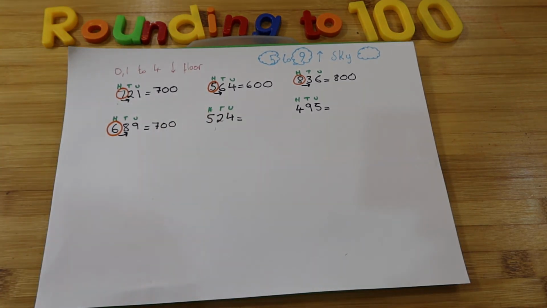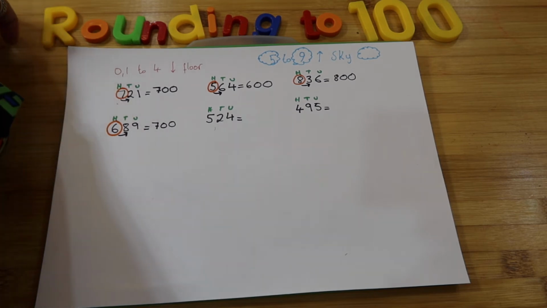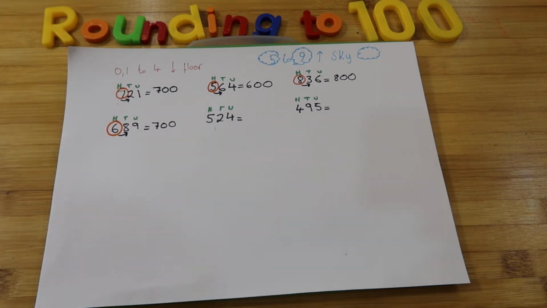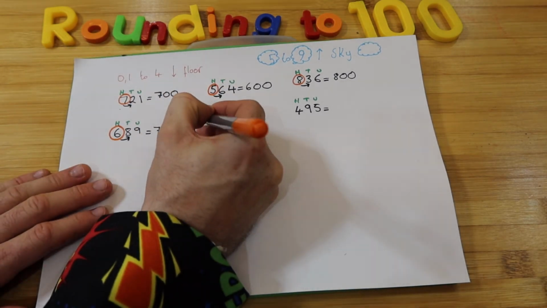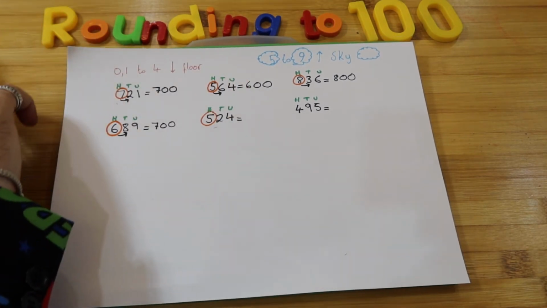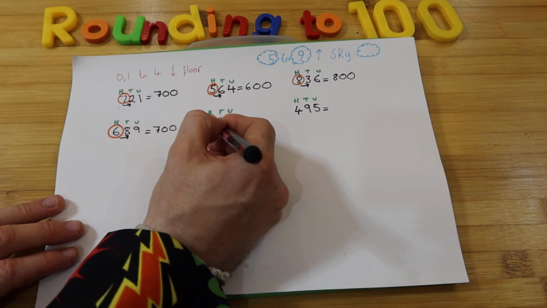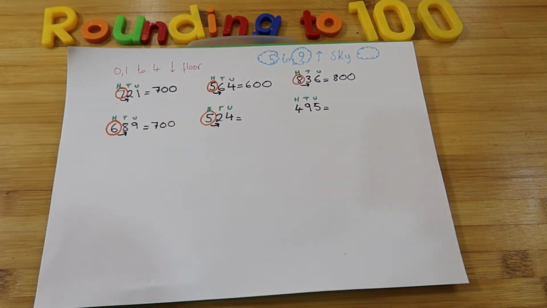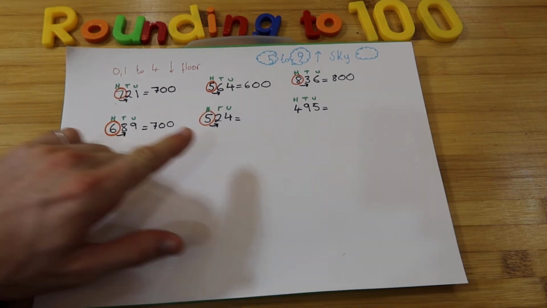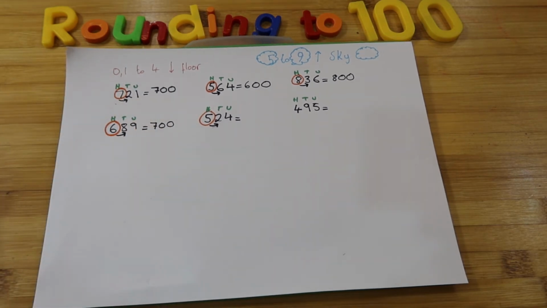Oh, it's as easy peasy, clean and squeezy as that. Well done. Right, let's go to 524. Again, we circled the 100 because we are rounding. The question is rounding to nearest 100. So we're going to circle that 5, that's the 100. We're then going to go next door. Right, and now it's a 2. This number is what we're looking at now. So 0, 1 to 4, we round down to the floor. 5 to 9, we round up to the sky. And it's a 2, so we round down.